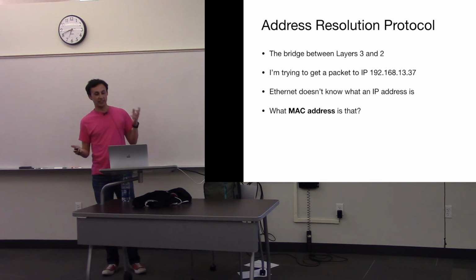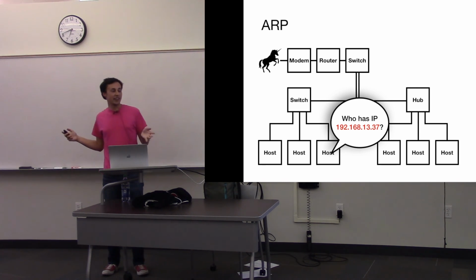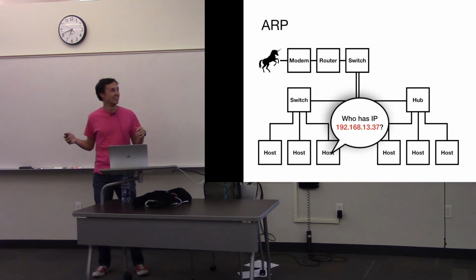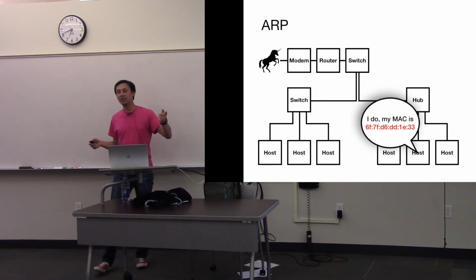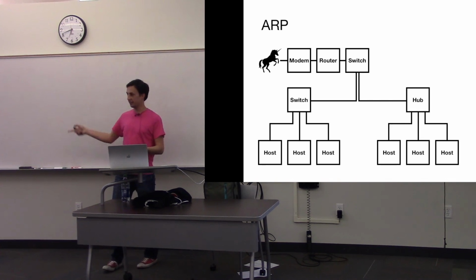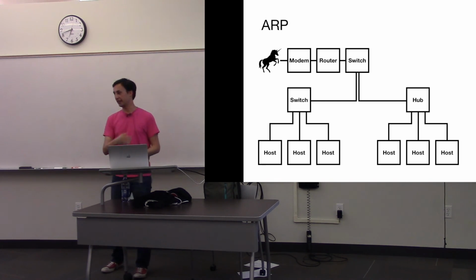And so you can say, who has IP 192.168.13.37? And then the host that ostensibly has that IP, though it may not, if it's lying, will say, I do, and this is my MAC. And then the host can do what it did before and send a packet to that MAC address. And we have successfully bridged to layer 3, the network layer.